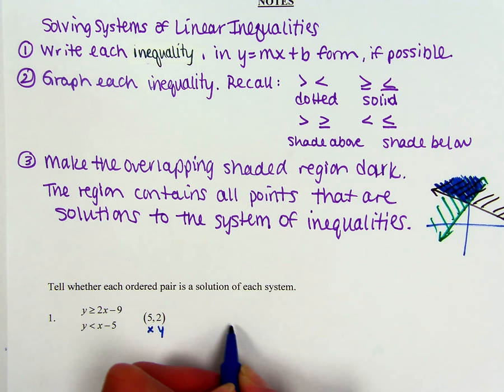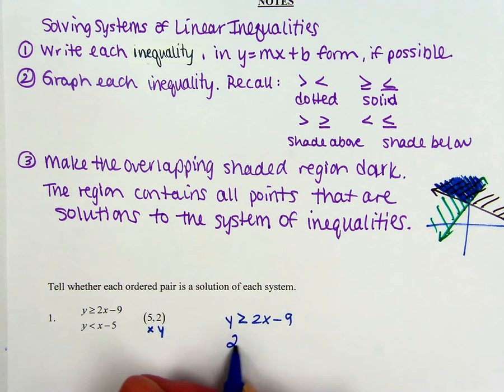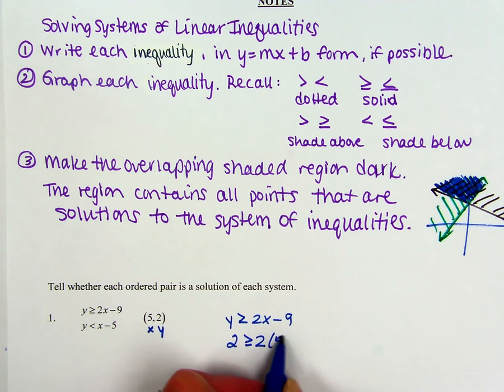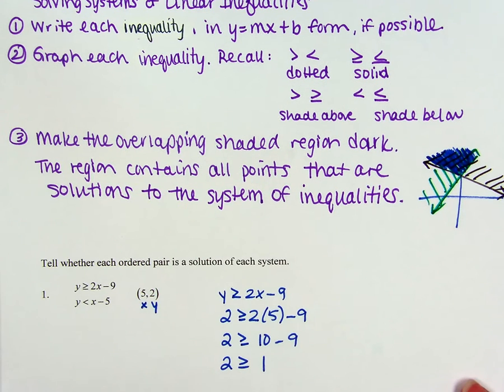All right, so if you have y is greater than or equal to 2x minus 9. So we have 2 is greater than or equal to 2 times 5 minus 9. So 2 is greater than or equal to 10 minus 9. And 10 minus 9 is 1. So is 2 greater than or equal to 1? Yeah, 2 is greater than or equal to 1, so that's good.